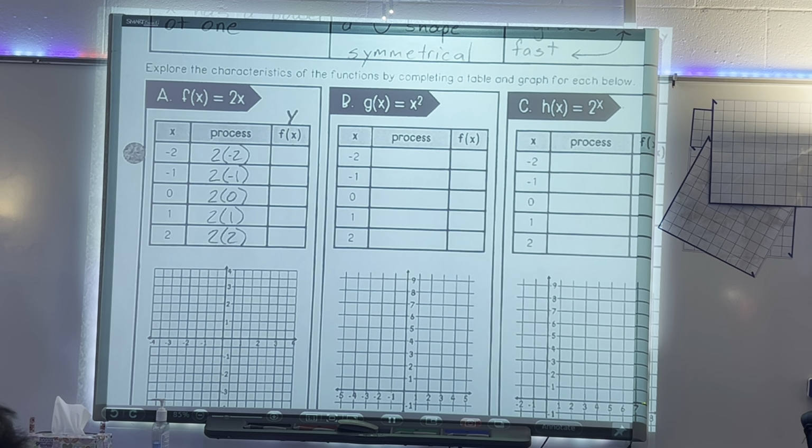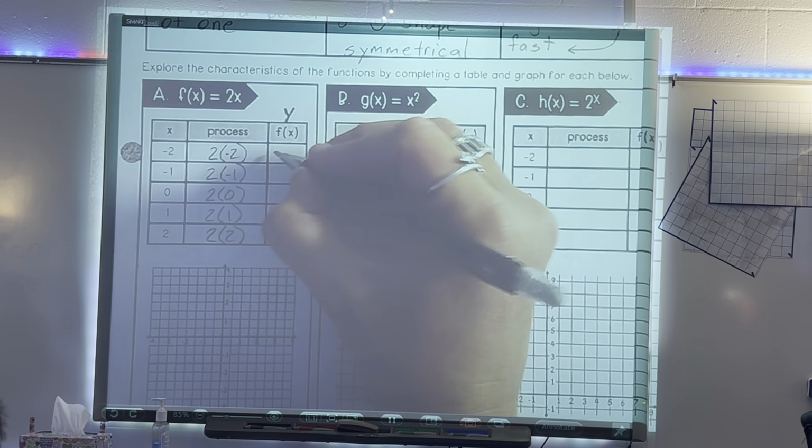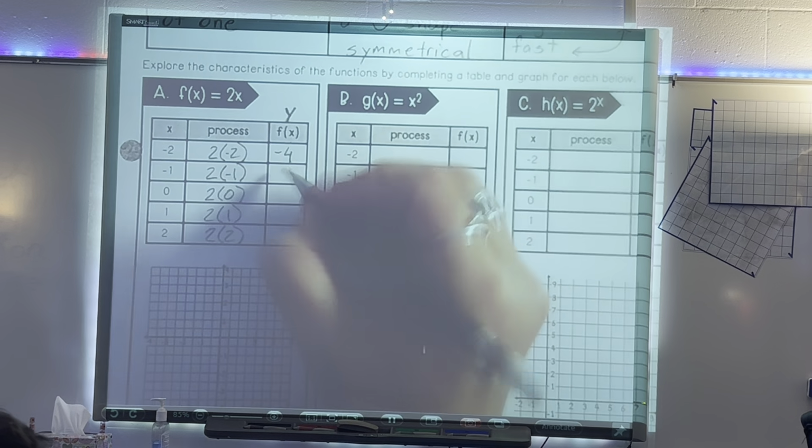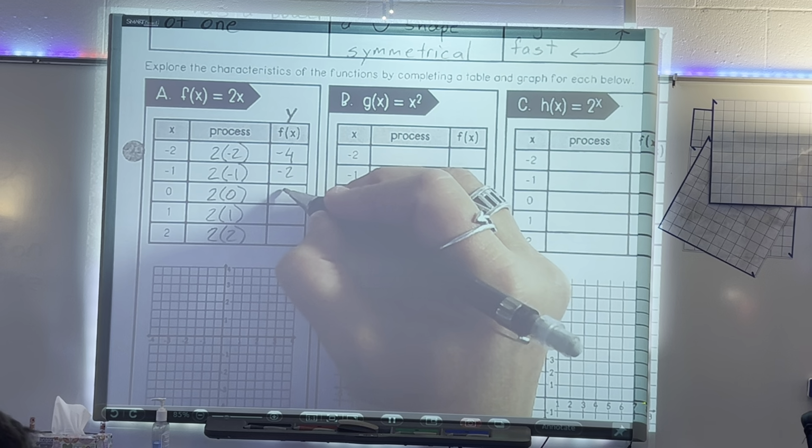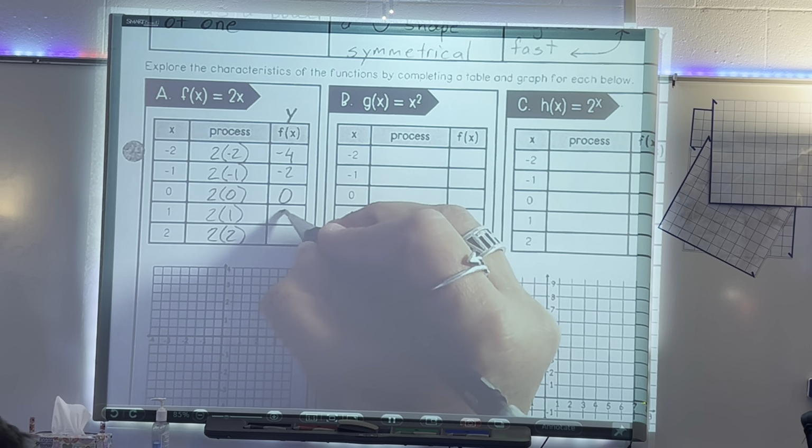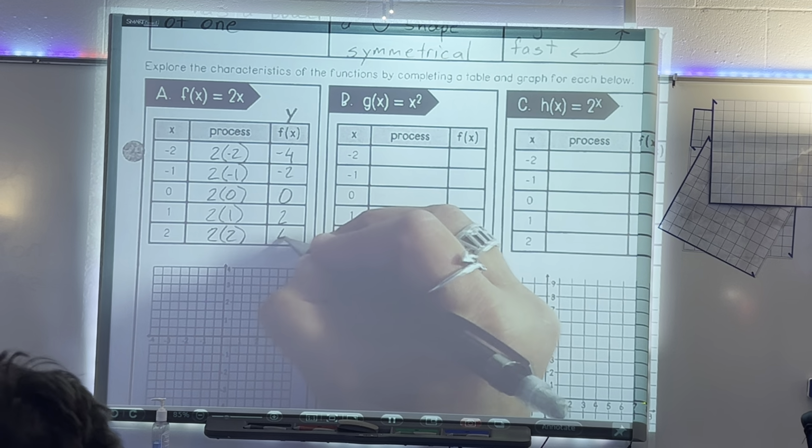All right, so if we do that, and we're going to evaluate the function at those numbers, which is what we did yesterday, I have 2 times negative 2. What's 2 times negative 2? Negative 4. 2 times negative 1, negative 2. 2 times 0 is 0. 2 times 1 is 2. And 2 times 2 is 4.